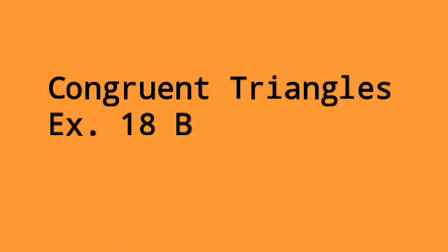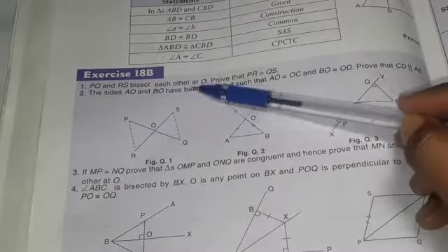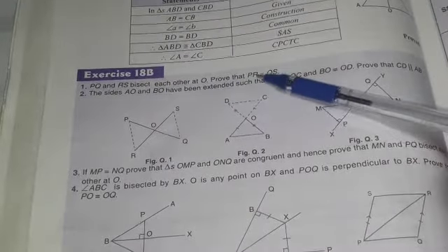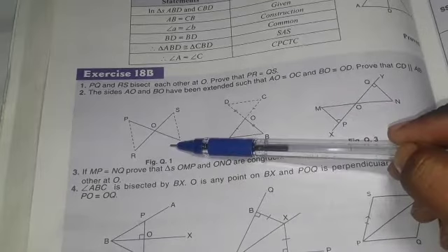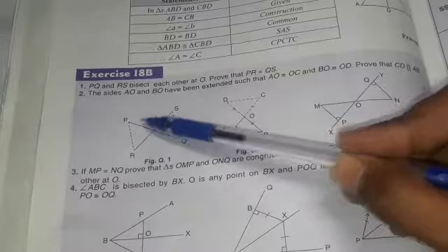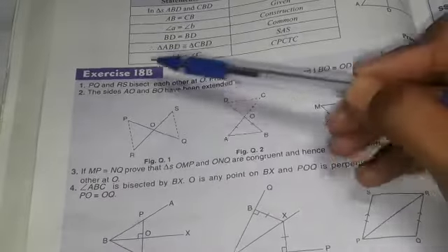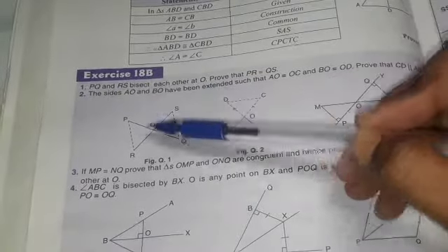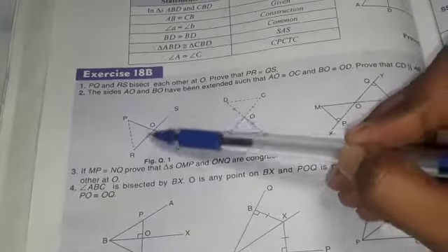Class, today we will start our exercise 18B and the first question is: PQ and RS bisect each other at O. Prove that PR equals QS. So this is the figure for question number 1, and RS and PQ bisect each other. Bisects means, class, they divide each other into equal parts.